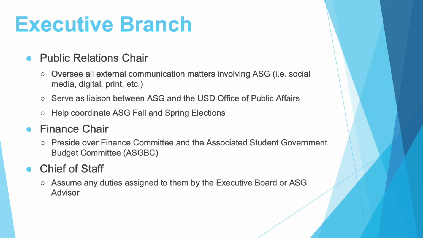Next, we have some other members of exec, the first being the public relations chair, who is in charge of overseeing external communication issues as well as helping out with elections. We also have the finance chair right here, who, as I've mentioned, leads the finance committee and works with the ASG budget committee, also known as ASGBC, on all things money related. Finally, the chief of staff has a widespread task list depending on what the branch in the organization needs, and they work closely with the rest of the exec board and ASG advisors on anything that needs to be done.